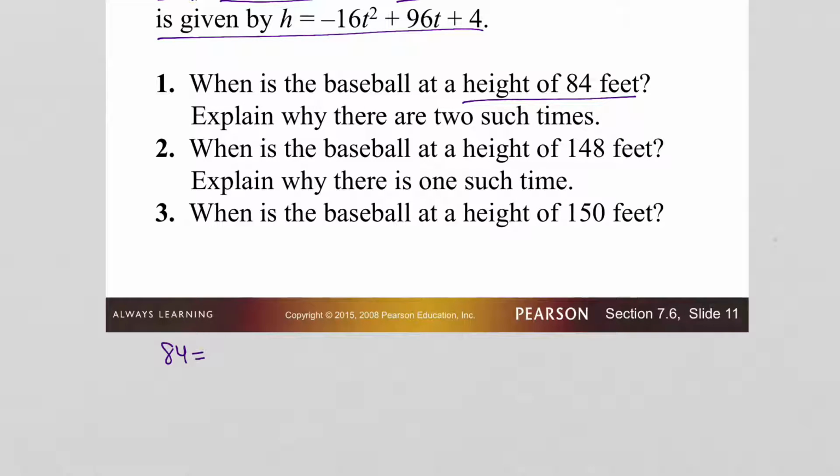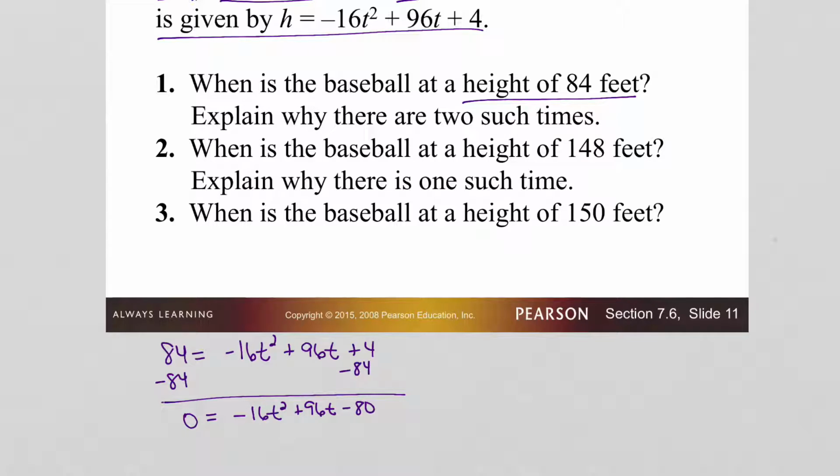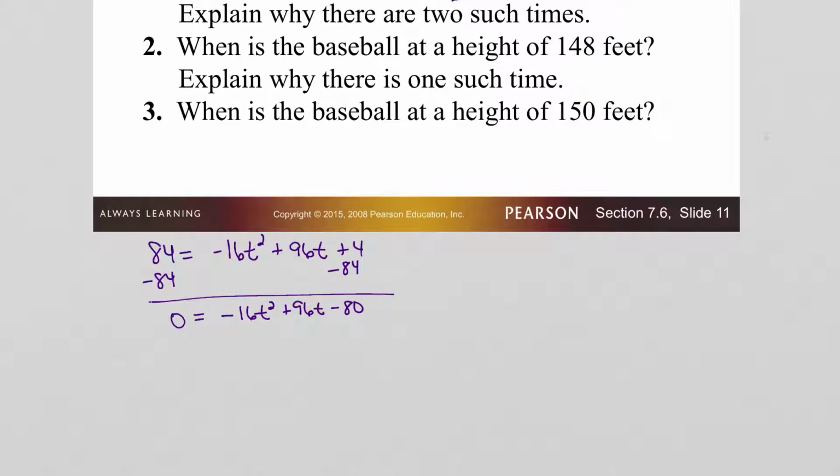So I've got 84 is equal to negative 16t squared plus 96t plus 4. I'm going to get this equal to 0, so I'm going to subtract 84 from both sides. What I've learned about these height problems is that a lot of times I can factor out that negative 16, which makes my life a lot easier. So whenever I factor out the negative 16, I get t squared minus 6t, and then plus 5.